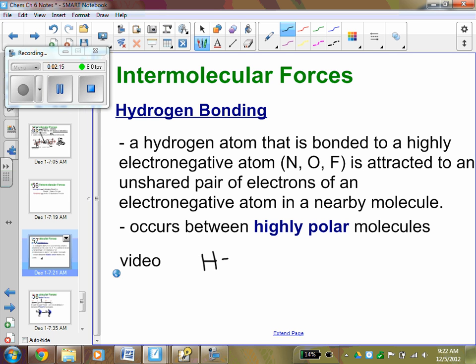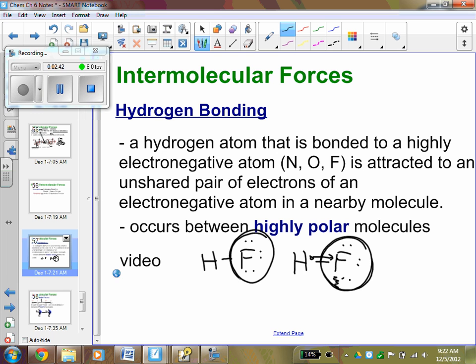I have a hydrogen covalently bonded to a fluorine, and here is a nearby HF molecule. And what happens is, since fluorine is so electronegative, this fluorine right here takes the electrons that hydrogen has and sucks them towards it because, again, the tremendous electronegativity difference. So all the electrons seem to be around the fluorine. Well, if I take away hydrogen's only electron, all it has left is one single proton in its nucleus.